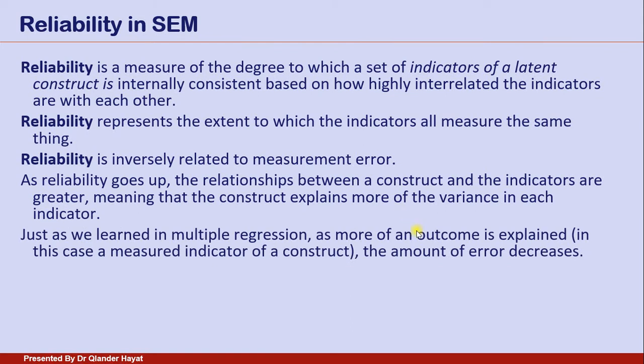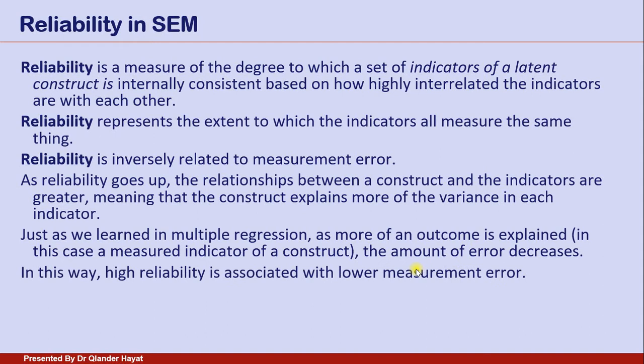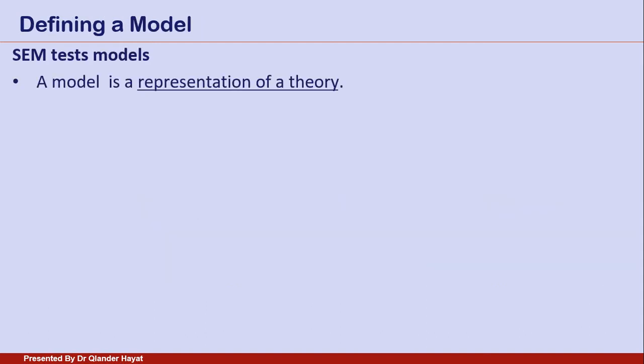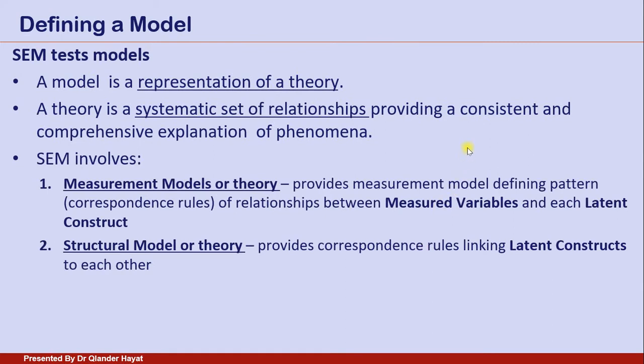Just as we learned in multiple regression, as more of an outcome is explained, in this case the measured indicators of a construct, the amount of error decreases. So decreasing error is the sign of reliability. So in SEM models, when we develop a model, these models are basically the representation of a theory. And a theory is a systematic set of relationships providing a consistent and comprehensive explanation of any phenomenon.